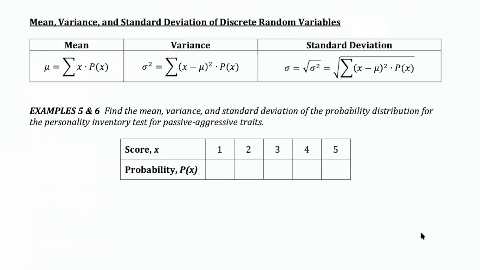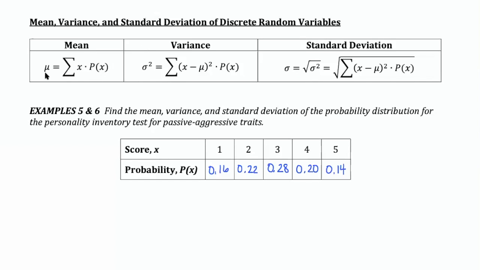So we're going to do that for the personal inventory test data. So the same data set we were just working with. This, by the way, is examples 5 and 6 in your book. And all you need to begin is the actual probability distribution, which we found in the last problem.